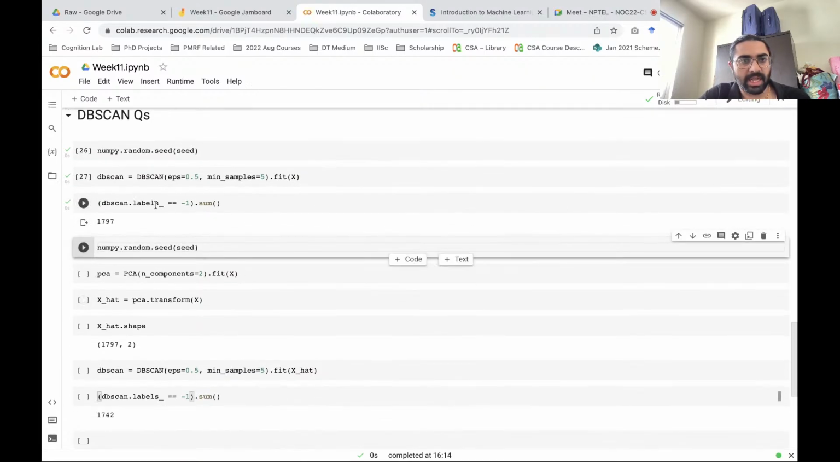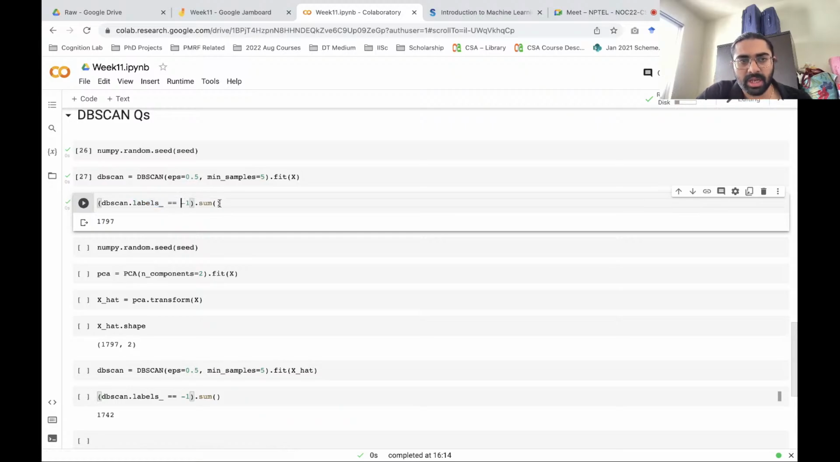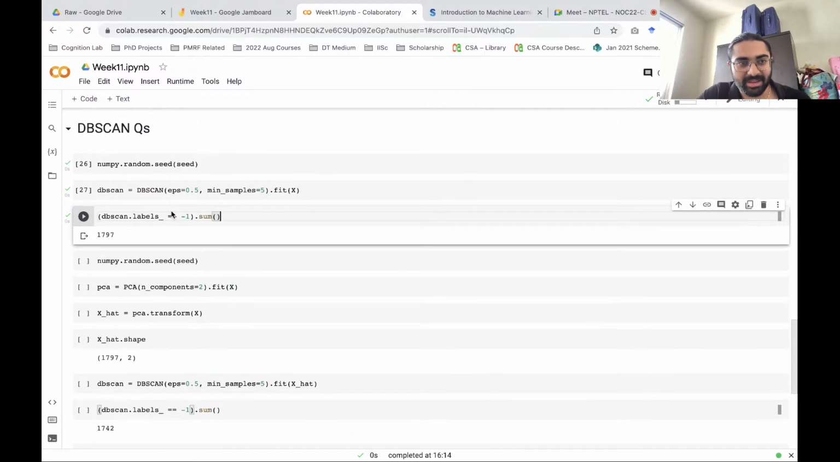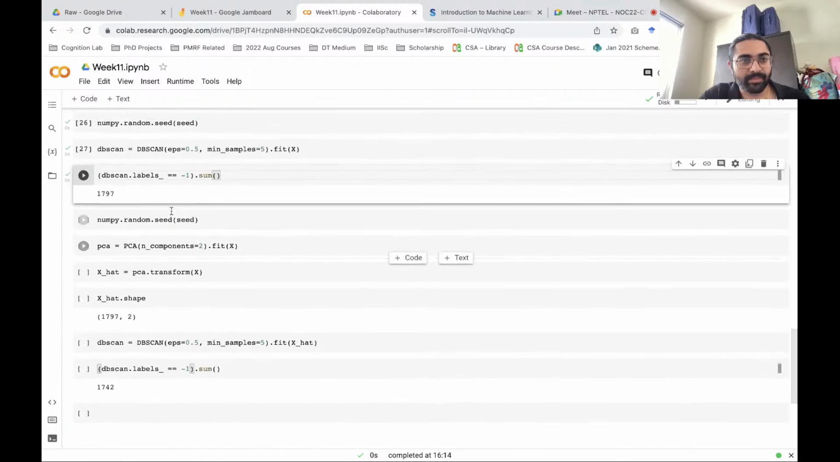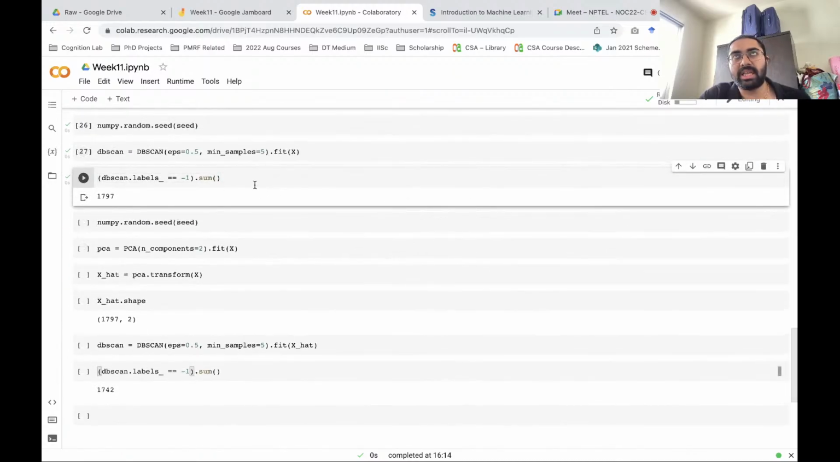and you can see the labels, if it is -1, it's taken as an outlier. So here DBSCAN is saying that everything is an outlier. Out of 1797 samples, all are outliers. It means that with this particular distance measure, min samples equal to 5 and eps equal to 0.5, you are not able to find any core points or non-core points, and so on. Therefore you end up having all of them as outliers.